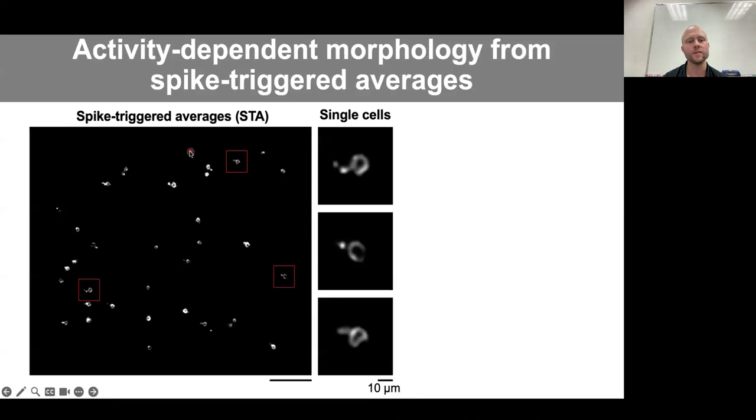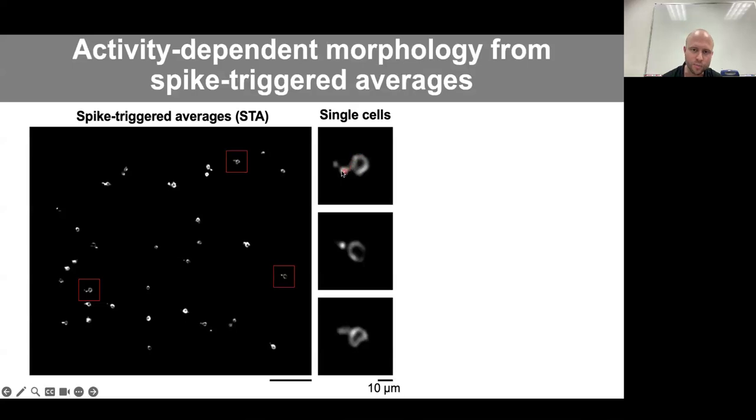So these on the left are all of the spike triggered averages of cells that I recorded from in a field of view. There's about 20 to 30 cells here. If we zoom in on a couple of those cells, which are plotted over here on the right, you can see the membrane of the cell. So this is the part of the cell that is active when there's an action potential.